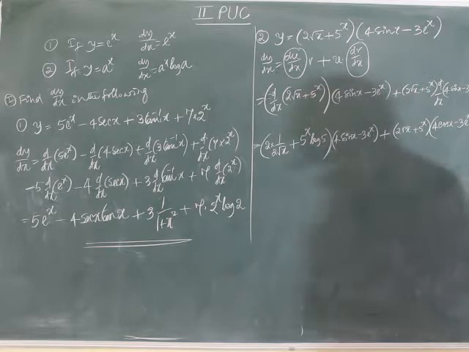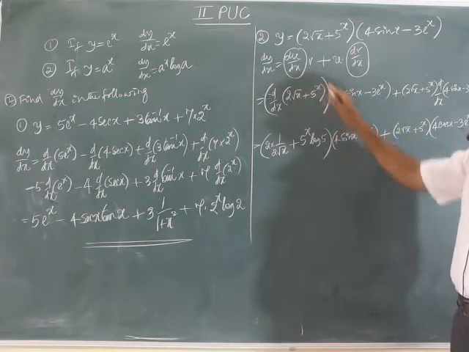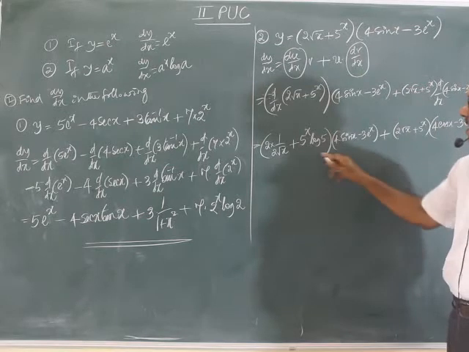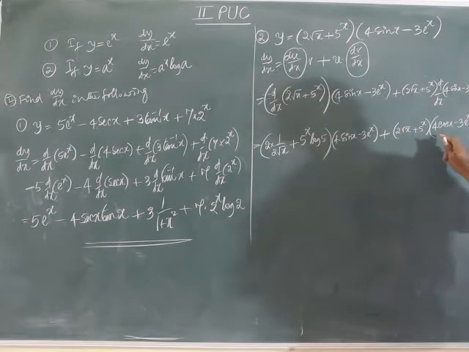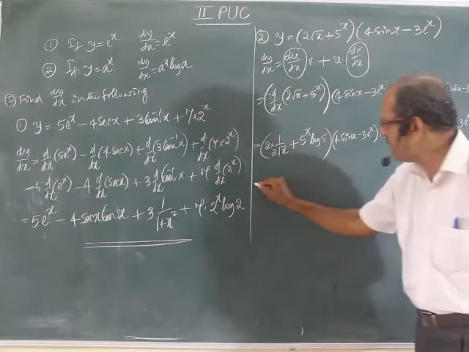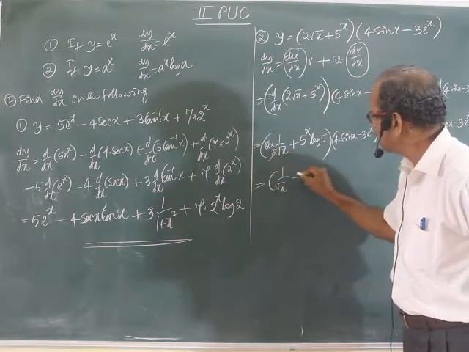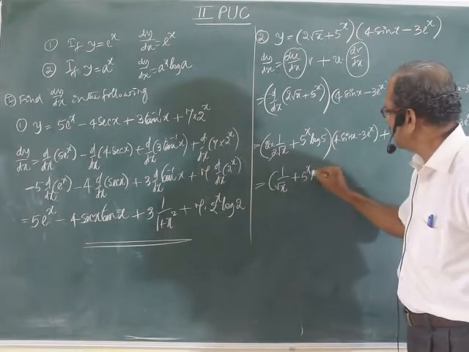See it once again. Function as it is. I have written the function as it is, the second function. Here the first function as it is, only the derivative of the second. The derivative of the first one is this. The derivative of the second one is this. Simplification: 2 cancels. 1 by root x plus 5 to the power x log 5.